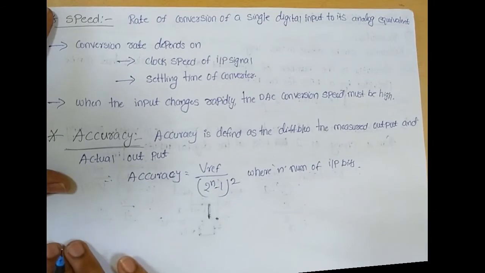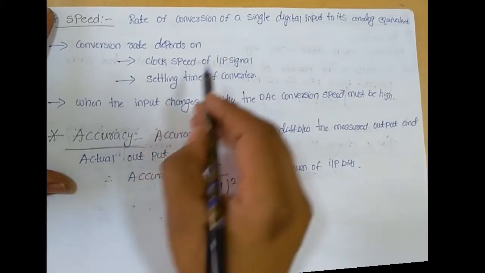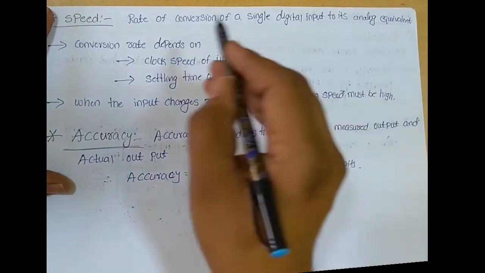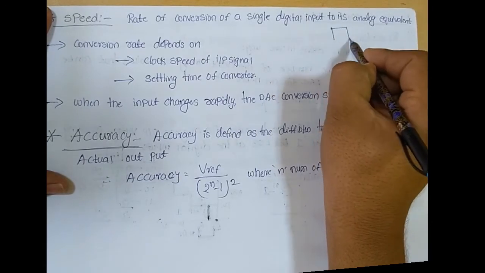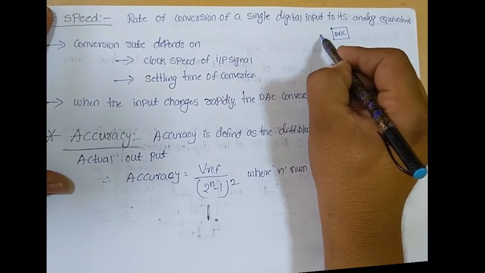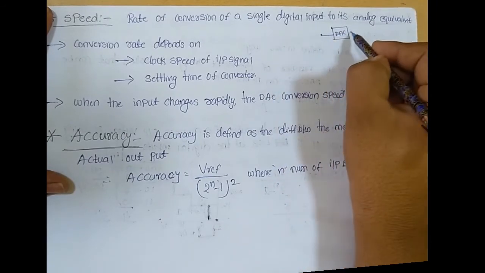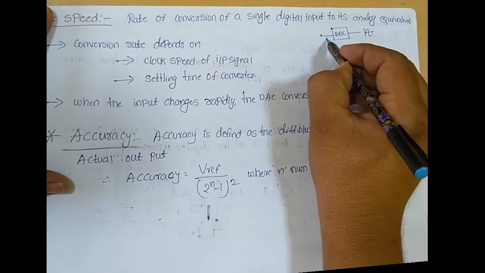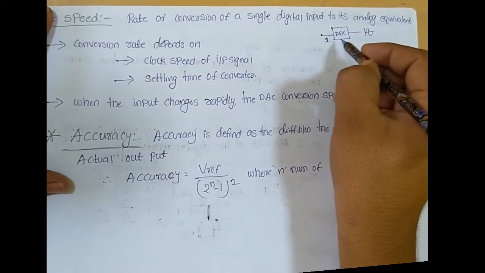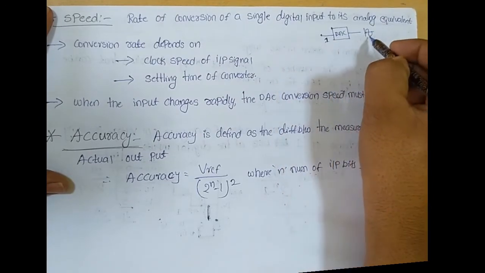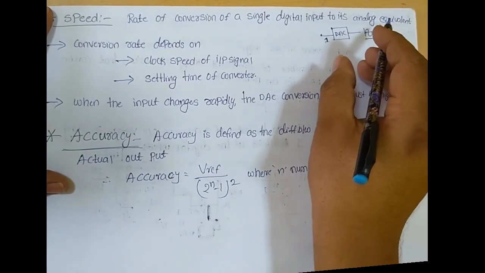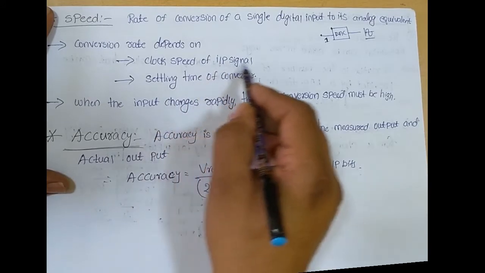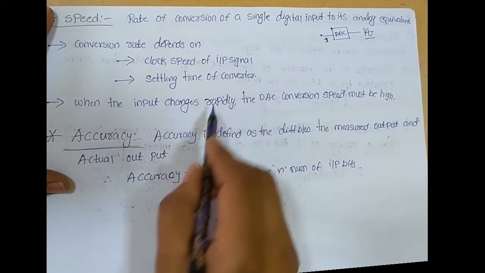Another specification is the speed. The rate of conversion of a single digital input to its analog equivalent is what we consider as the speed. It means that we consider the digital to analog converter circuit, we give the digital input signal, and we get the analog output signal. When we apply the digital input bits, the time required for the converter circuit to provide the analog equivalent is considered the speed. The conversion rate depends upon the clock speed of the input signal and the settling time of the converter.